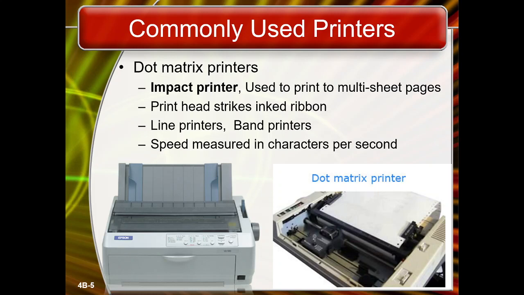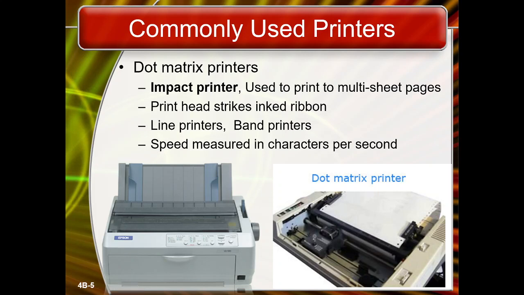Firstly, let's see dot matrix printers. As you can see in this picture, it was a very commonly used printer a decade ago. If we see the internal portion, there is a head, and the striking phenomenon lies over here. So these are impact printers. They used to print multi-sheet pages, and the print head strikes the ink ribbon. Here we can see there is an ink ribbon.